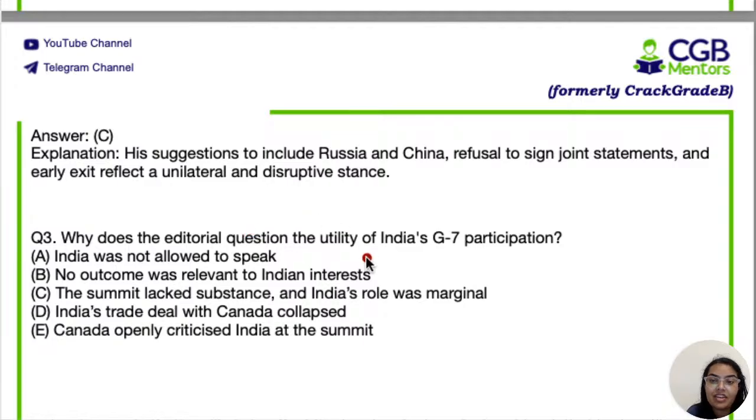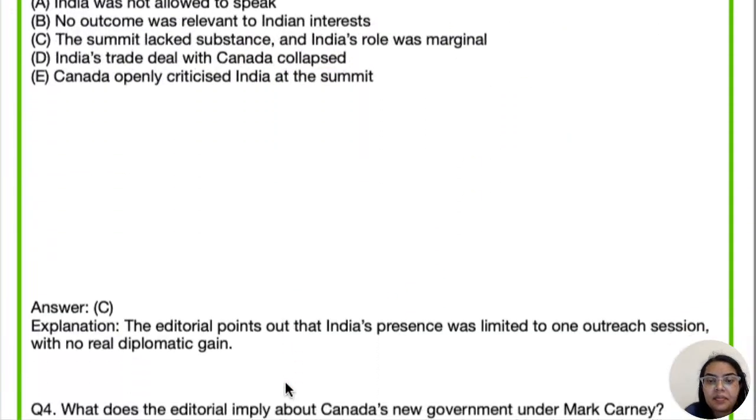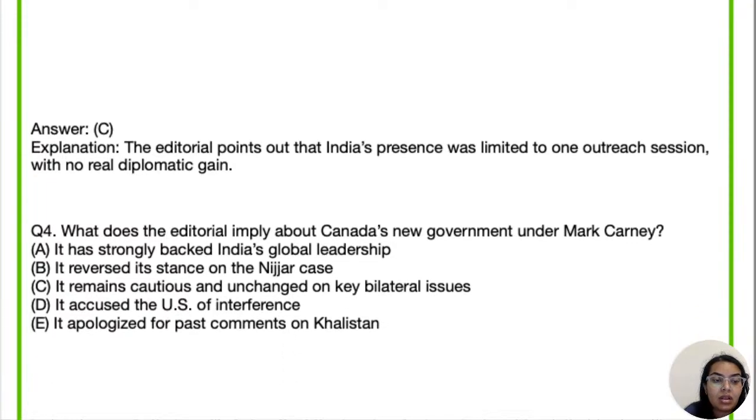See again, why does editorial question the utility of India's participation in it? Because the summit lacked substance, मतलब कुछ main नहीं हुआ, and India's role was marginal, which was clearly seen. Fourth one. See again. Don't think C is my favorite option. It just happens. I don't know how my brain works at the time of setting answers. It automatically chooses C most of the times, but I'll make sure to correct this.